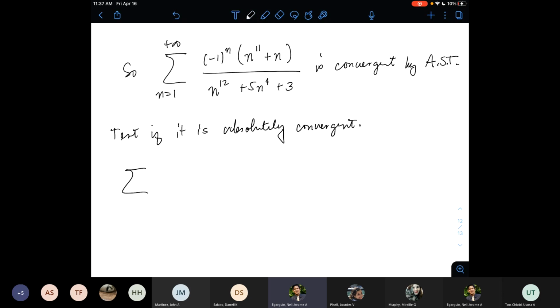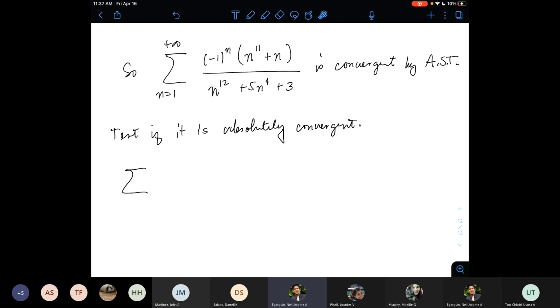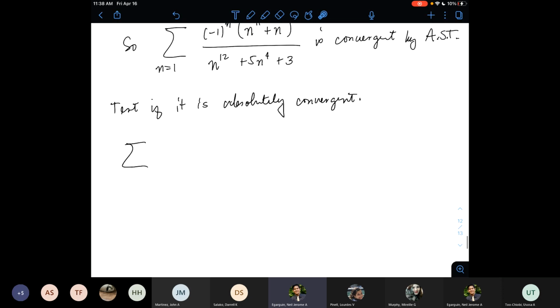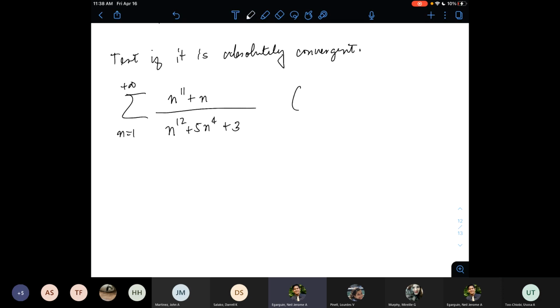Now, to test for absolute convergence, because unfortunately for us the given series is convergent, it can still be conditionally convergent or absolutely convergent. So we need to test this series, (n^11 + n) over (n^12 + 5n^4 + 3), where n goes from 1 to infinity. And here I will use the limit comparison test.